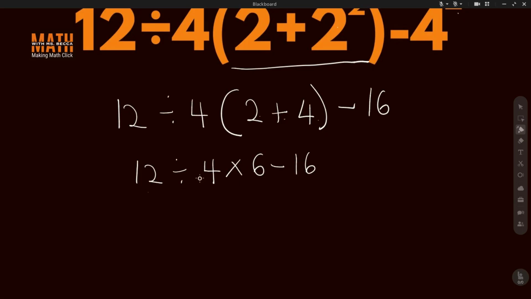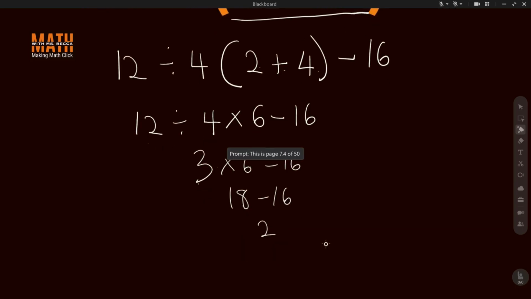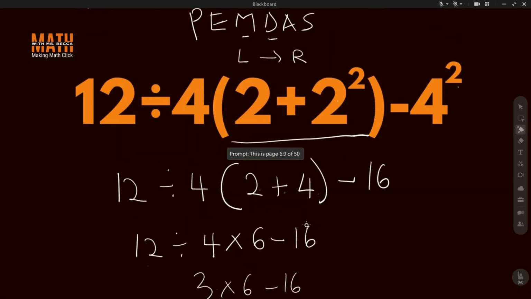So that means 12 divided by 4 gives 3. Then we can say 3 times 6, then minus 16. 3 times 6 will give 18. Then we can subtract: 18 minus 16 will give 2. So 2 is the answer to this question. You have to follow the order of operation.